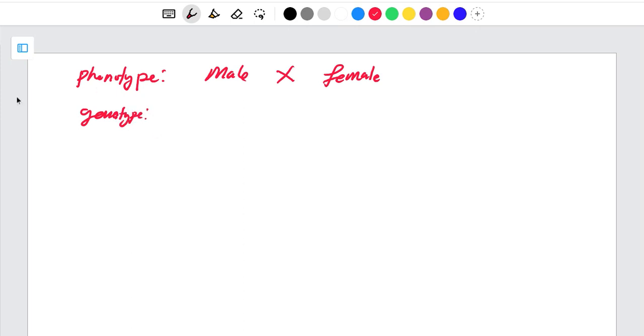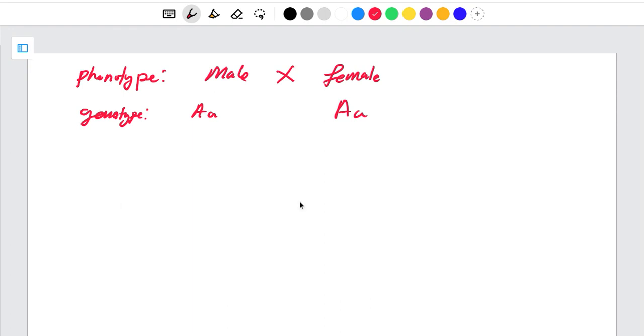So we need to start with the phenotype, which is an outward appearance of a living organism. So the phenotype here, we are going to have the male crossed with the female, or you can say father crossed with mother. Then genotype. So under genotype here, we need to use now the alleles. They were normal, so we have to put capital letter A and small letter a, capital letter A and small letter a.